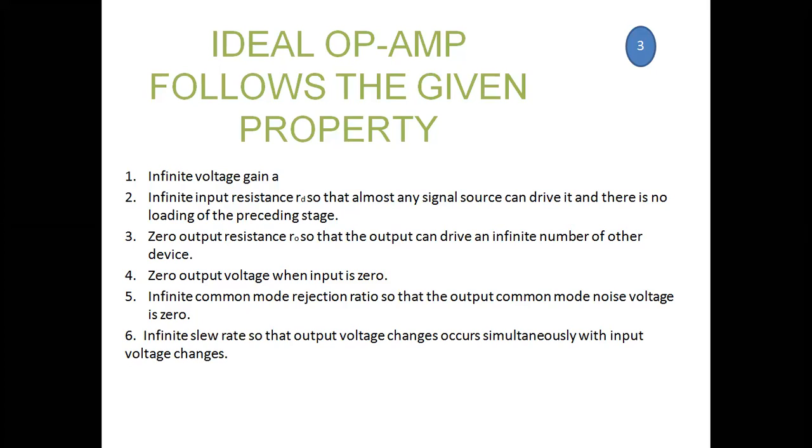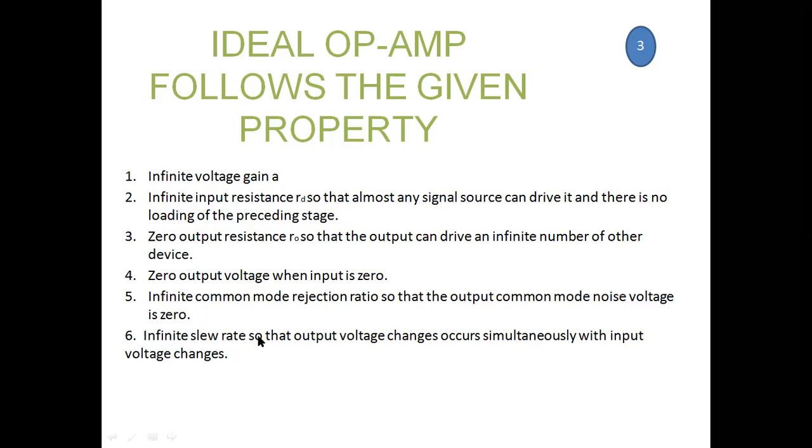These are the parameters we are supposed to study. We will see them in the next section. Here we are supposed to study the symbol, characteristics, advantages, disadvantages and applications of the op-amp. We can say an op-amp is ideal if it has zero output resistance, infinite input resistance, infinite voltage gain, and zero output voltage if there is no input. Again, it will have infinite CMRR.